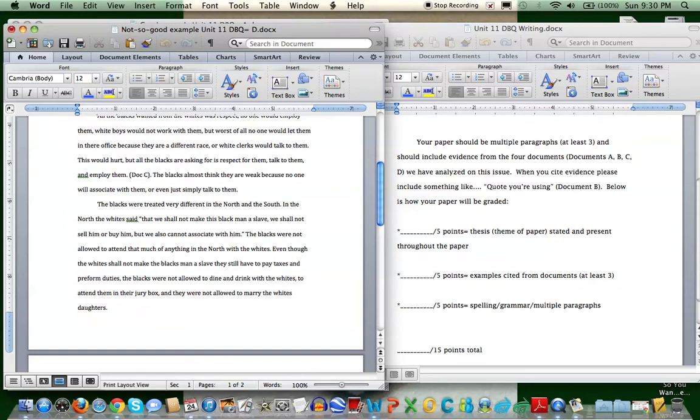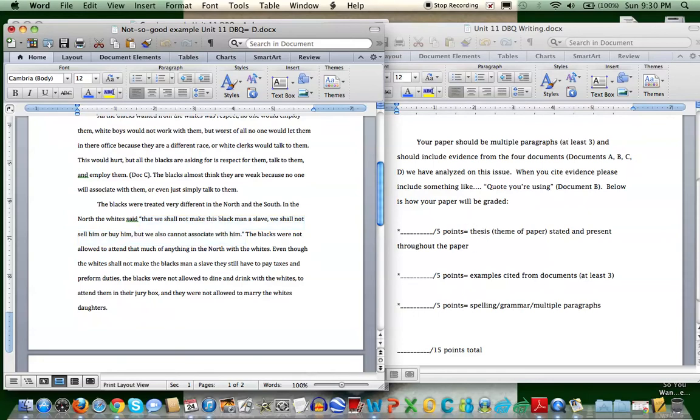"In the North, the whites said that we shall not make this black man a slave, we shall not sell him or buy him, but we cannot associate with him." This is obviously a quote from one of your documents, and it's a nice quote to include, but there's no documentation here. Even if this was the working theme of the paper, which now I'm going to assume it is, you're not telling me where you got it from, so I don't know where this quote comes from. So again, be sure that you're really listing those and making it explicit, really showing me what you know.